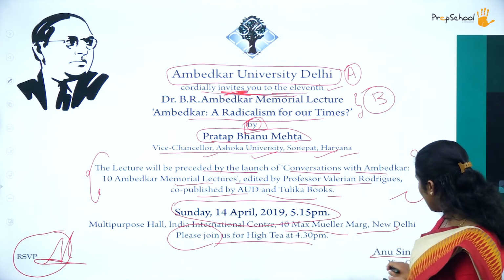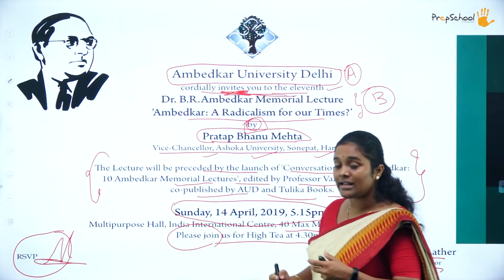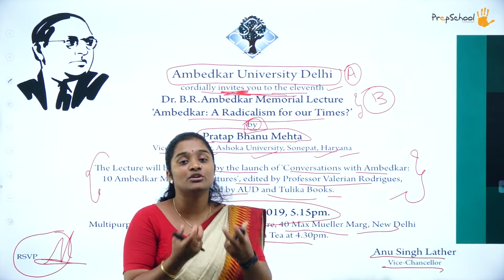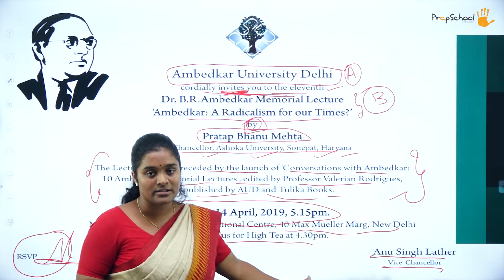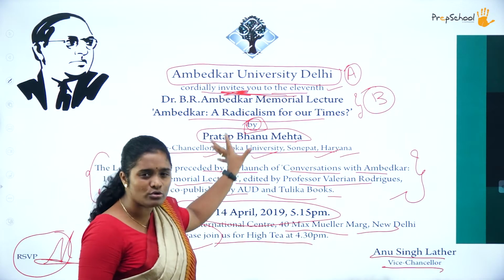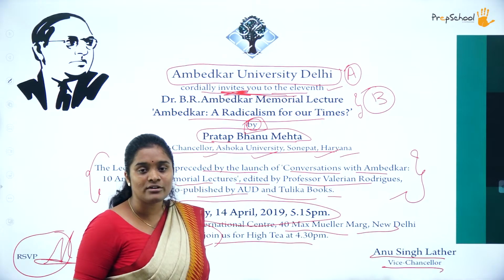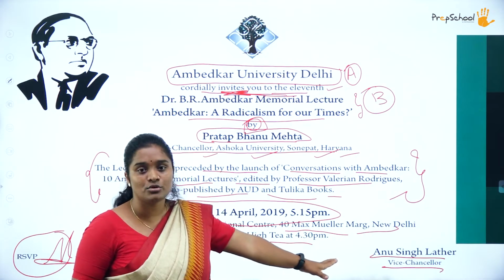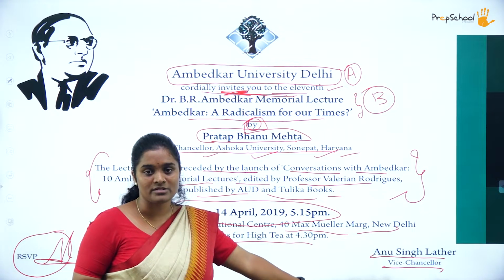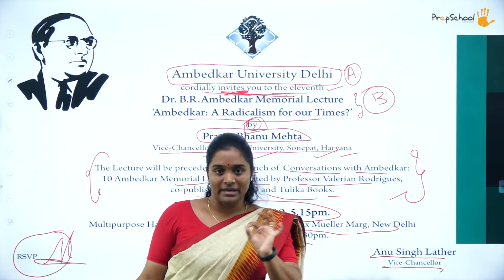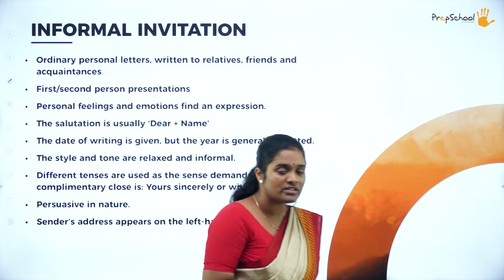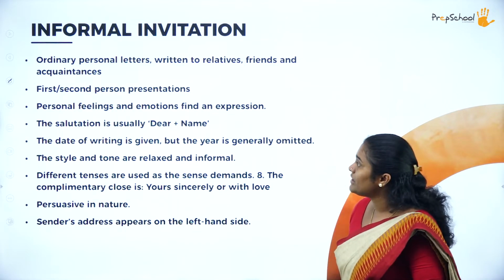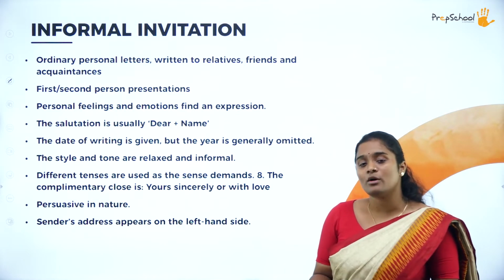Then you see that the name of the one who is writing this formal invitation or sending it has also been given. It's Anu Singhal, the Vice Chancellor. I would request you to keep most of the things to the left-hand corner, but name and designation can also be on that part as well. RSVP in the left, mandatory. Then that's about your formal invitation. I hope we covered most of the things there. Then ordinary personal letters. Let's talk about the informal invitation.